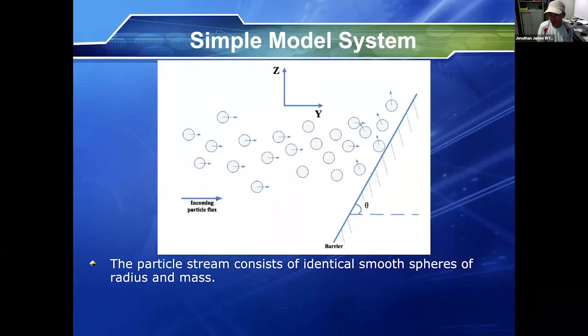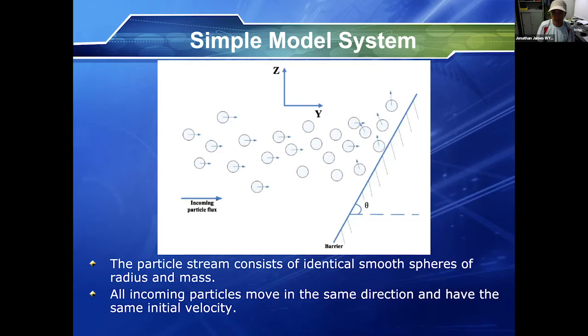All the particles are going to be the same size, and they're going to be the same mass. They're going to be spheres, and they're going to be smooth, so there's no friction. It's only going to be collisional impacts, which transfer momentum from one particle to another. And again, for simplicity, all of the incoming particles are going to move in the same direction. We're going to give them all the same initial velocity. There are various theoretical reasons for doing this; it makes it much simpler.